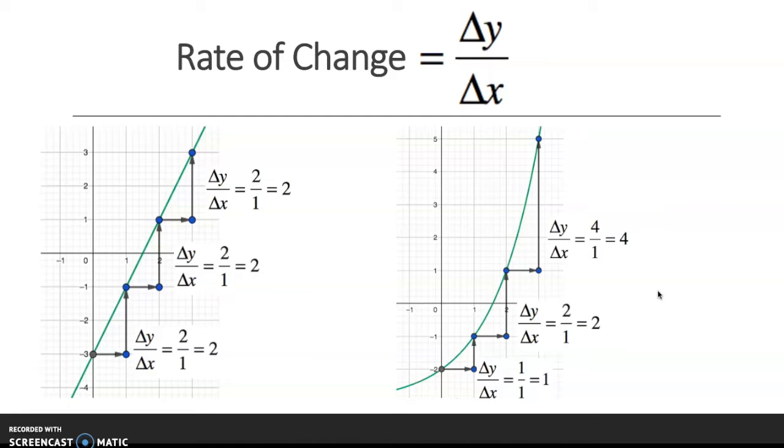Now, if you look at these numbers carefully, 1, 2, 4, you'll notice a pattern. You should notice that those numbers are doubling each time. So when we have a rate of change that follows a geometric sequence, that's a situation when we are looking at an exponential function.